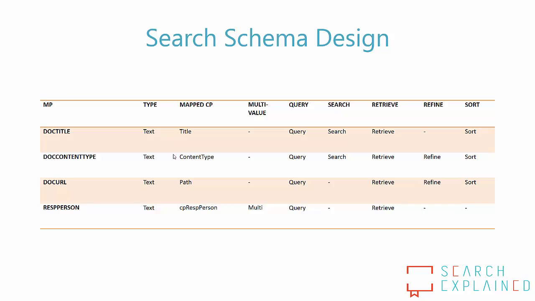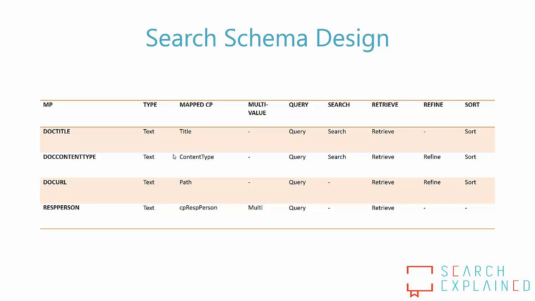And after this mockup and this analysis is done, it's time to start working on the search schema design. The search schema is the part of the search index where we define all those metadata. And what we can design, what we can identify here, and what we have to define here is basically the name of the managed properties, the type of the managed property, the mapped one or more crawled properties. As I mentioned, the managed property is the one that you can use. The crawled property is the one that can be extracted from the content.